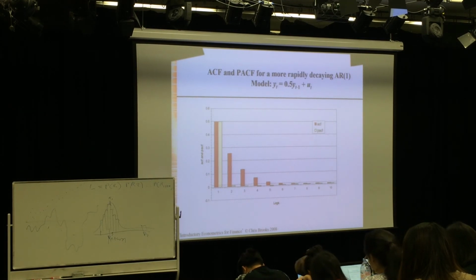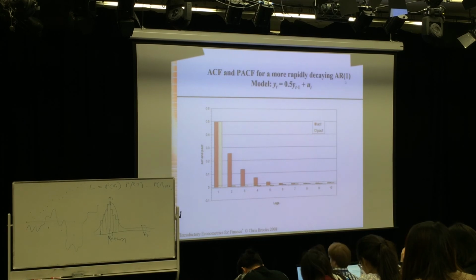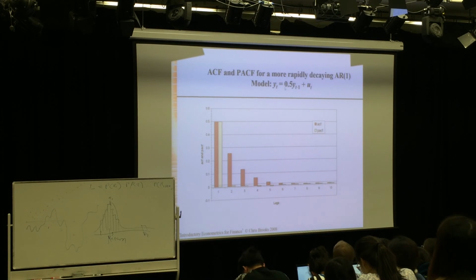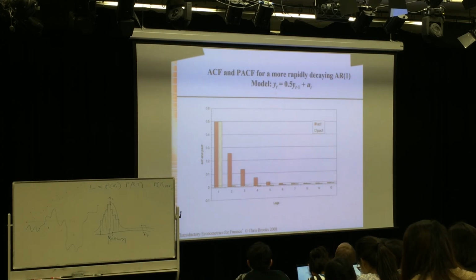Here is the autocorrelation function and the partial autocorrelation function for an AR(1) model. In this case, y of t is a half of its previous value plus a random term. And you can see that even though there's only one lag in this model, you get y of t correlated with older versions of itself, and it dies off gradually.